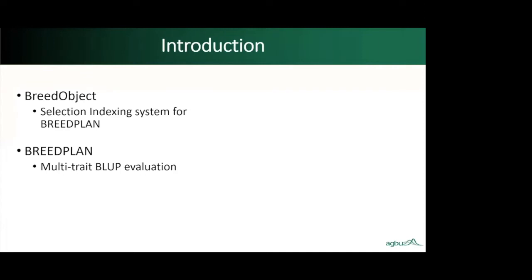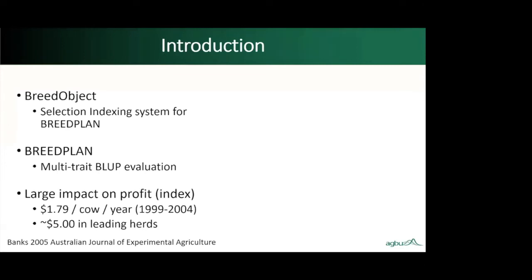When focusing more directly on BreedObject selection indexes, a study by Robert Banks in 2005 demonstrated that BreedObject and its indexes had had a large impact on profitability in the Australian beef industry. This rate of improvement was occurring at $1.79 per cow per year in the interval from 1999 to 2004. In our leading herds over the same interval, they were closer to $5 per cow per year.